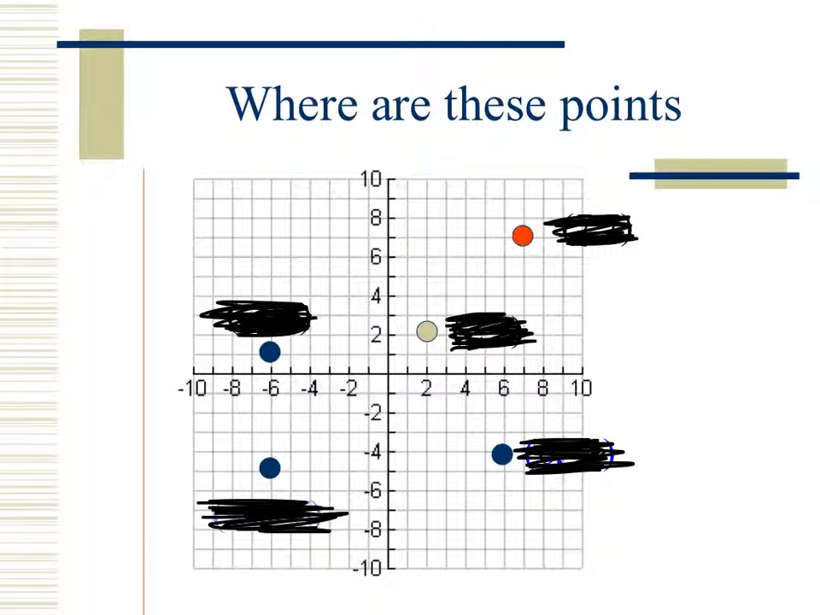Here we have 5 different ordered pairs. See if you can identify the x, or left and right movement, and the y value, or the up and down movement for each point. Hit pause now and try and find the ordered pairs. Okay, let's see how you did.